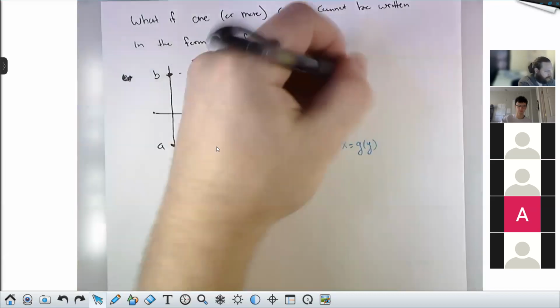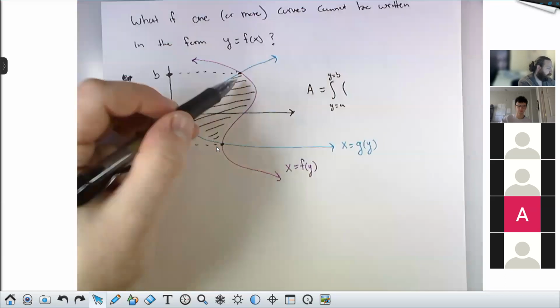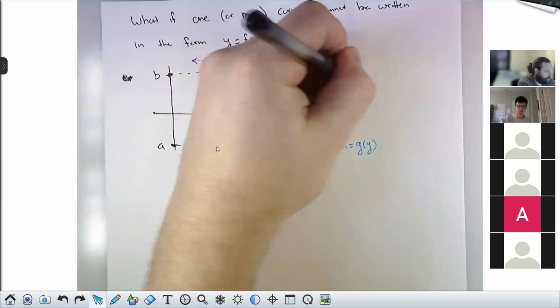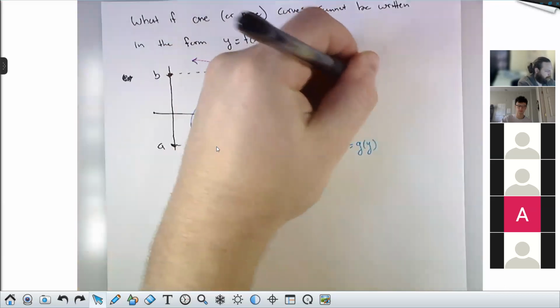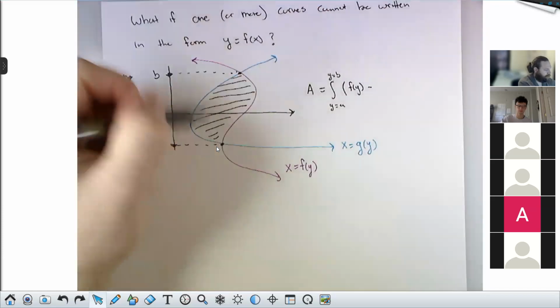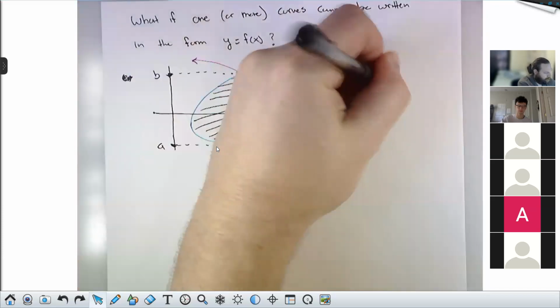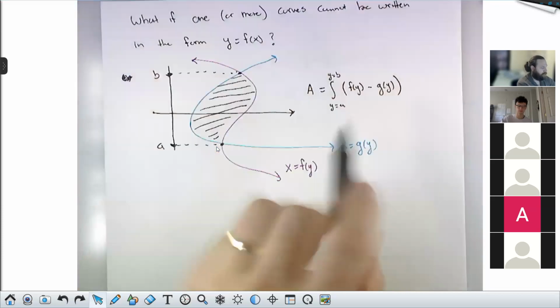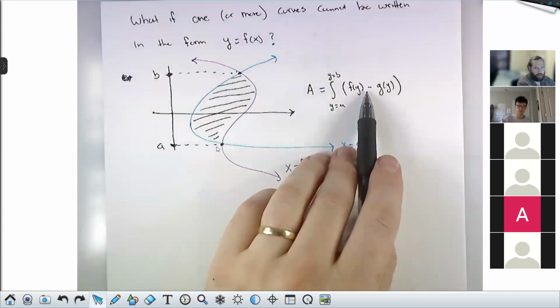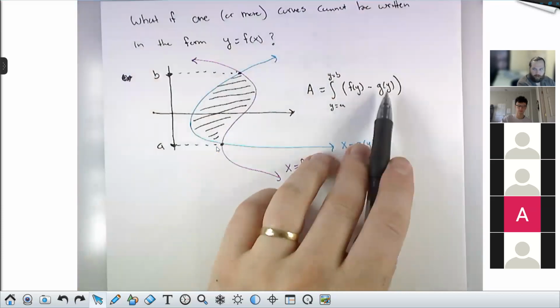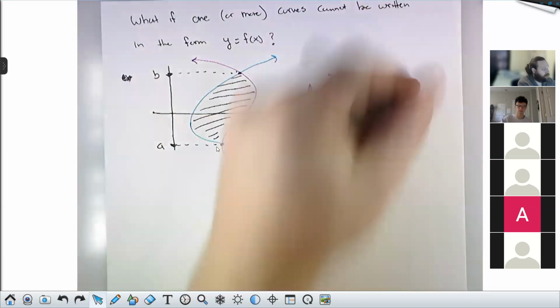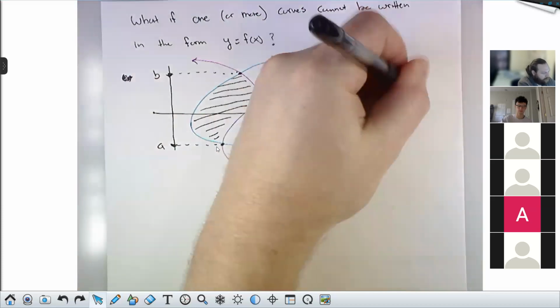And then you'd integrate the larger function, which means the right function, which is f, minus the left function. And these are both functions of y, right? Like maybe y squared plus 1 and sine of y or some such thing. So your integral is going to be done dy.